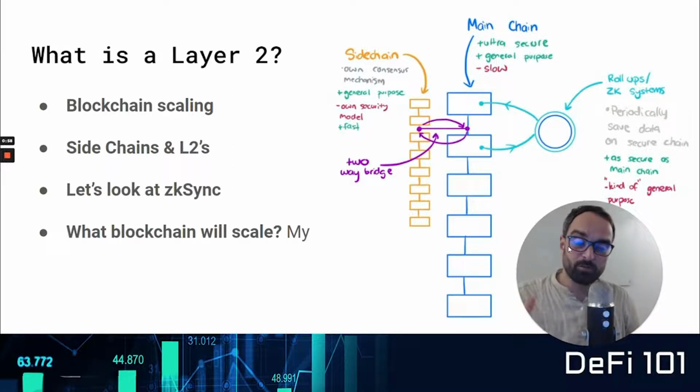Okay, first going to talk a little bit about blockchain scaling, side chains, layer 2s. We're going to use hands-on ZK Sync, so we're actually going to try out a layer 2, and we're going to talk about how blockchains will scale and how this will look like.